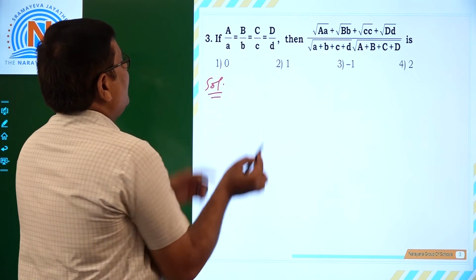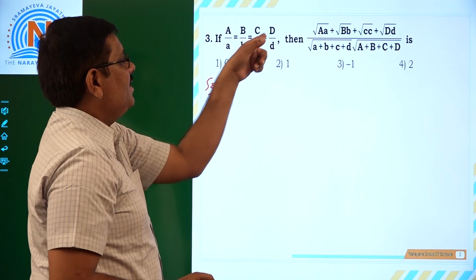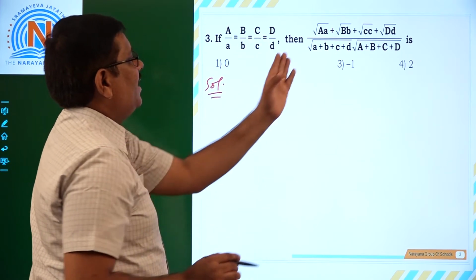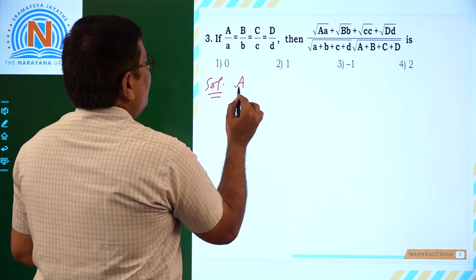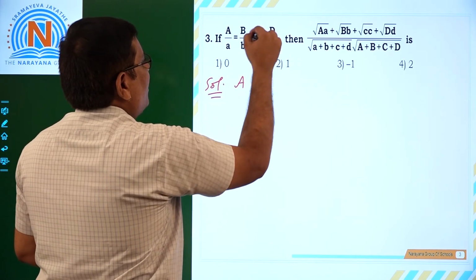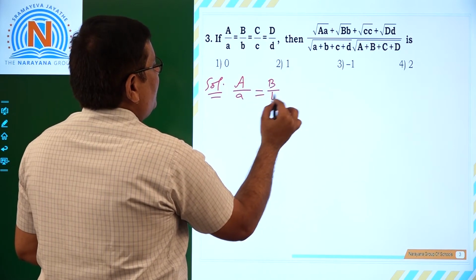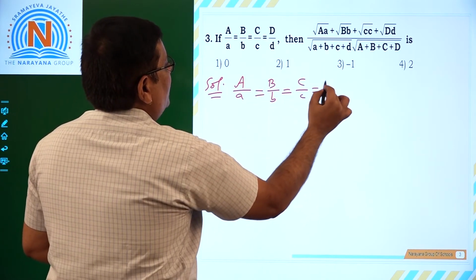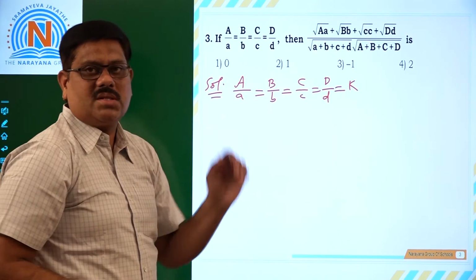What is it saying? A by a is equal to b by b is equal to c by c is equal to d by d. Then what is the value of this? Let us take this entire value as a constant. A by a is b by b, that is c by c, that is d by d, is equal to some k.